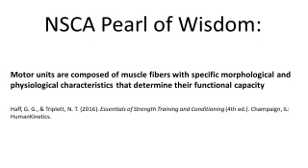Motor units are composed of muscle fibers with specific morphological and physiological characteristics that determine their functional capacity, right? So going into morphological, we're also talking about the fiber size. Morphologically, quote unquote, I have air quotes going there, means that your type 1 fibers are smaller compared to the type 2 fibers, which will be much larger.